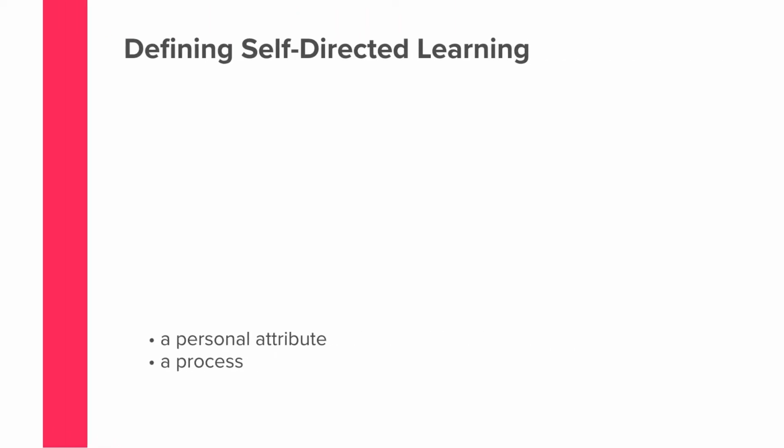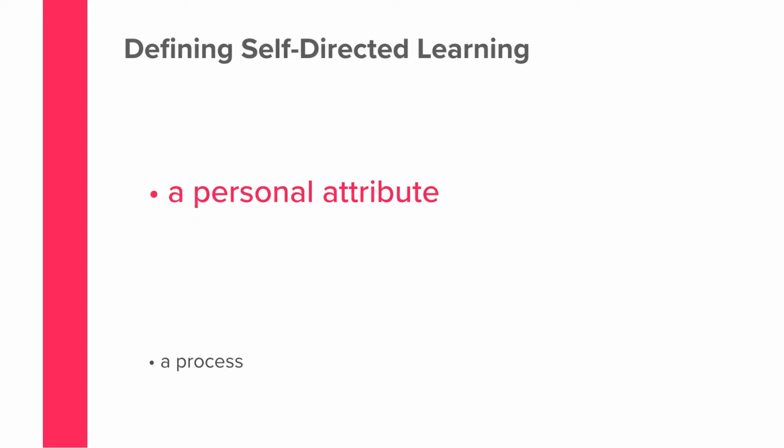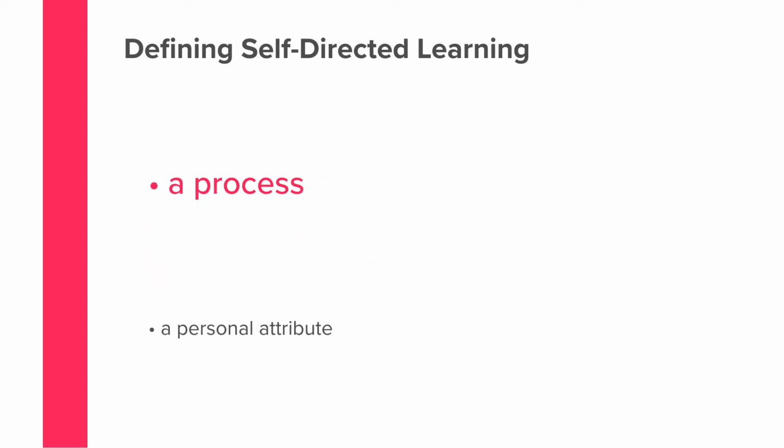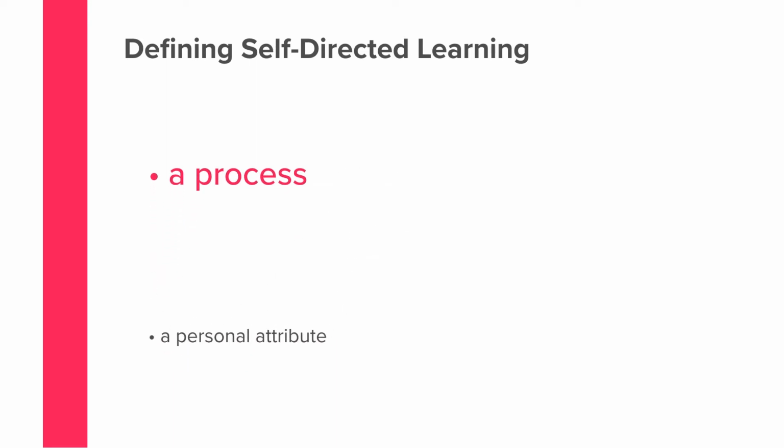Over the past few decades, SDL has been defined in multiple ways. Depending on the context and who you ask, it is considered both a personal attribute as well as a process. As a personal attribute, this is referring to an individual's predisposition toward learning and their comfort with autonomy in the learning process. As a process, SDL is an approach to learning that is controlled by the learner.